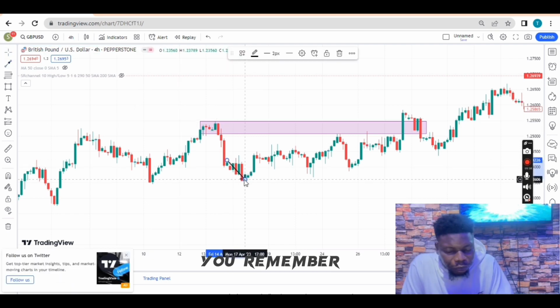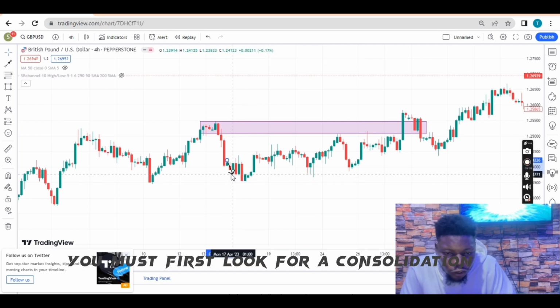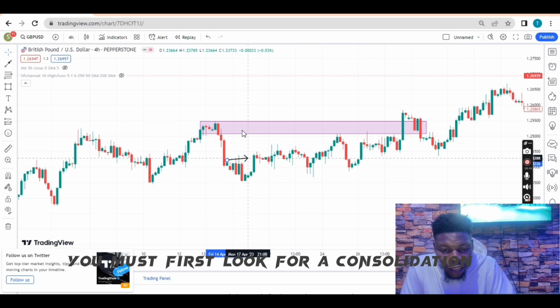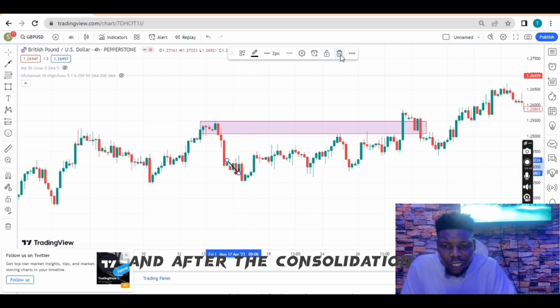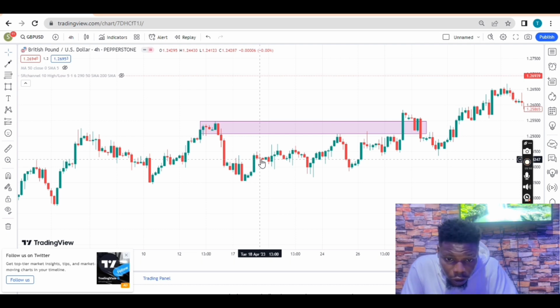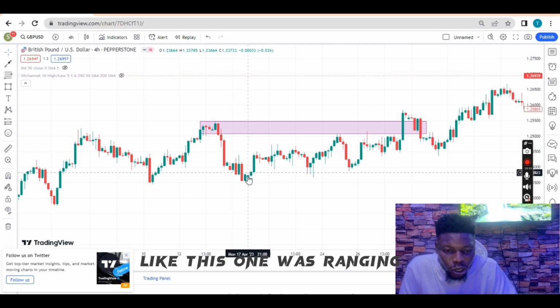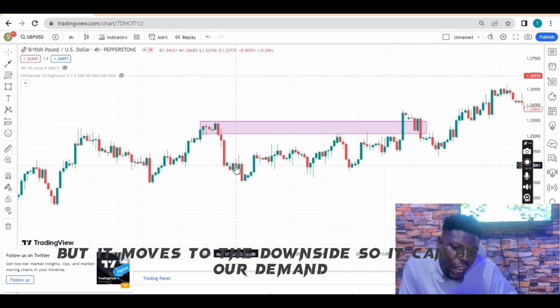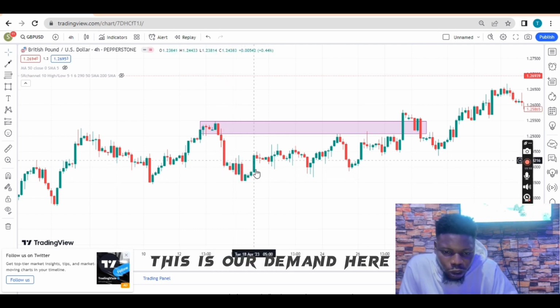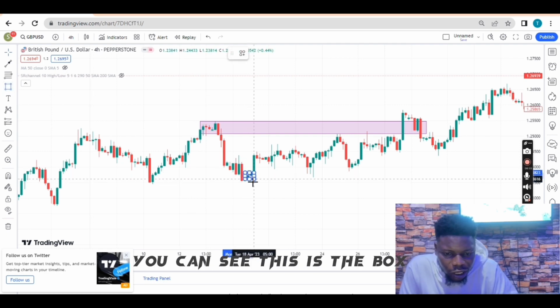You remember, if you are looking for demand, you must first look for a consolidation. Then after the consolidation, the price must move to the upside, like it must have an impulsive move to the upside. Like this one was ranging, but it moves to the downside, so it can't be our demand. So this is our demand here. You can see this is the box.